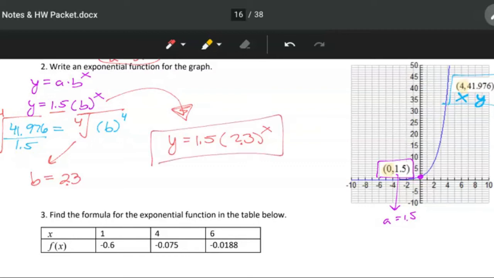How you could check your answer, if you wanted to know if you were right, you could always plug in your points, like plug in 0 for x and see, do you end up with 1.5? If you were to do that in your calculator, 1.5 times 2.3 to the 0 power, you do end up with 1.5. Same thing with your other point. You could plug in 4 for x and double check. Do you get 41.976? The equation should work for both points. And that's kind of a quick way to check. And it does work, so you know your answer is right.